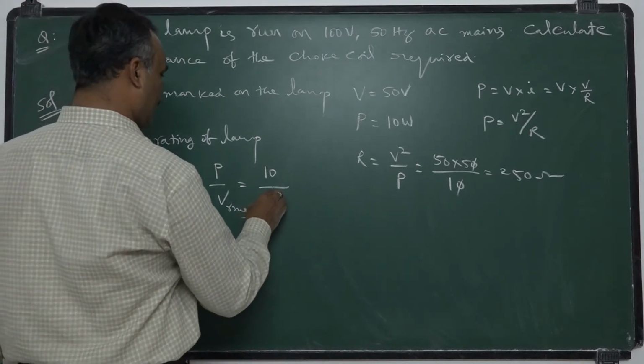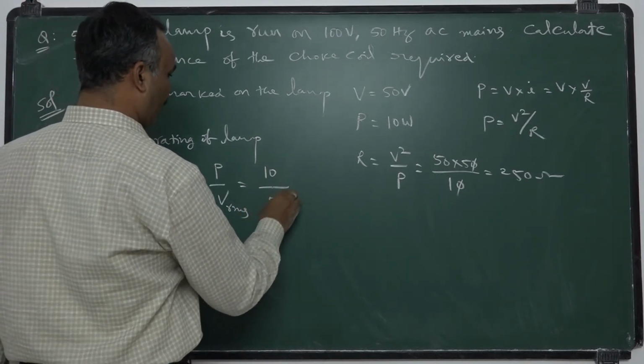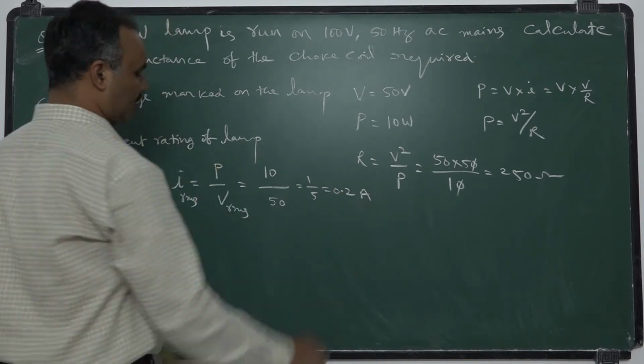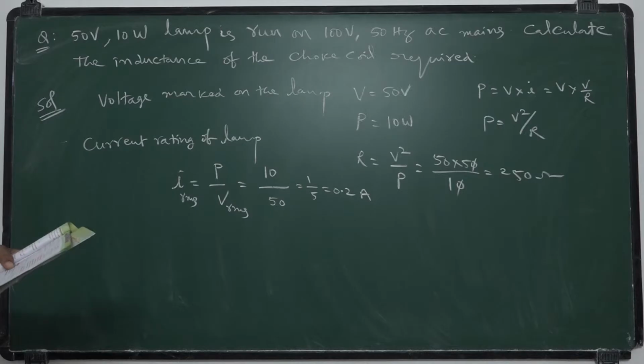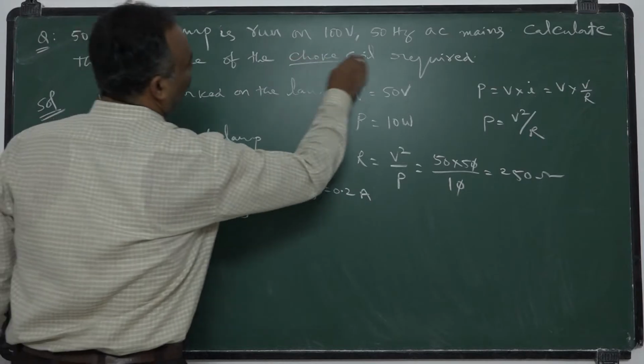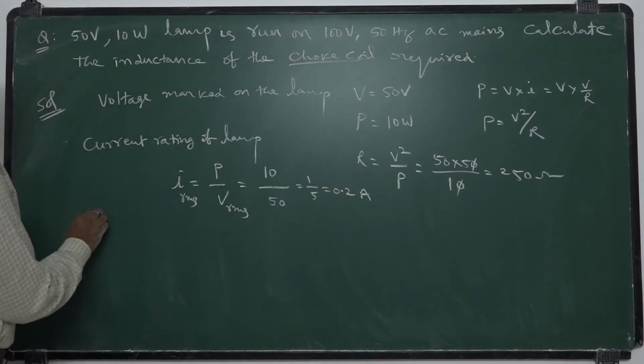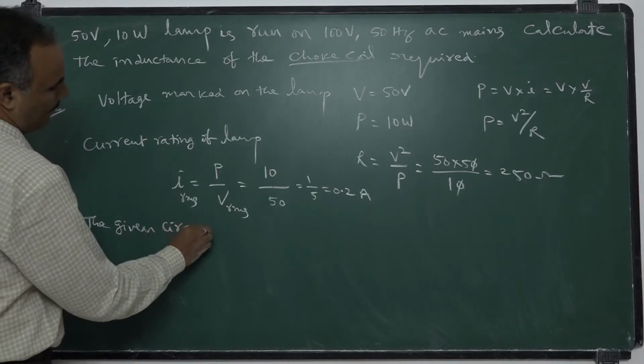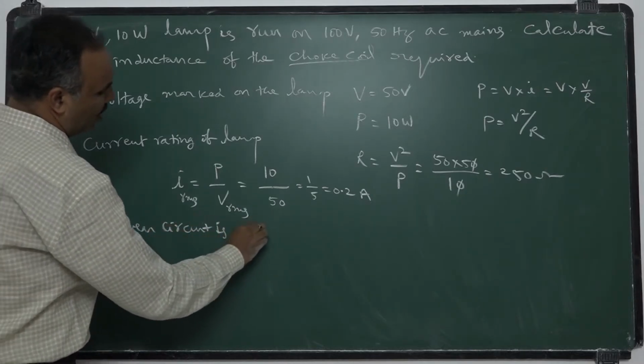10 by VRMS is 50. That is 1 by 5, 0.2 amperes. 0.2 amperes is the RMS value of current rated on the bulb. So the given circuit is which circuit? Choke coil, they said. Choke coil means LR circuit. The given circuit is LR circuit.